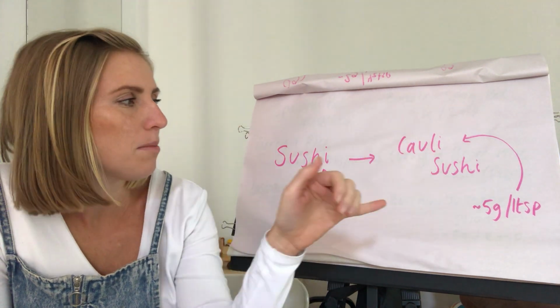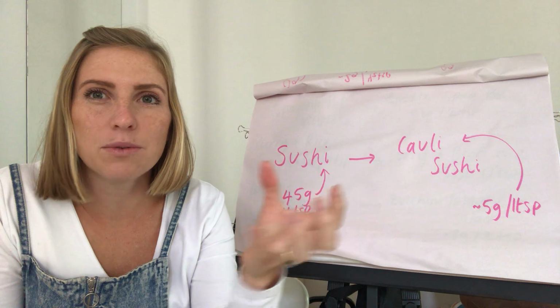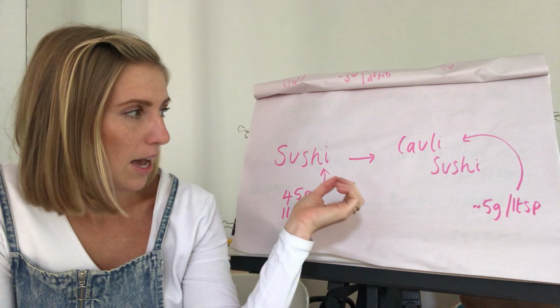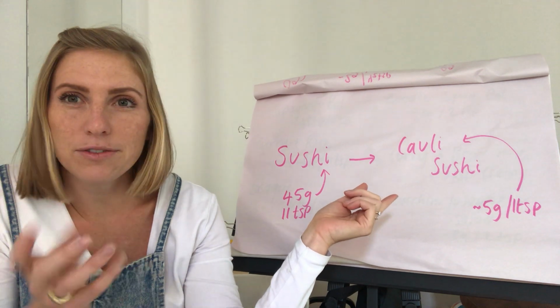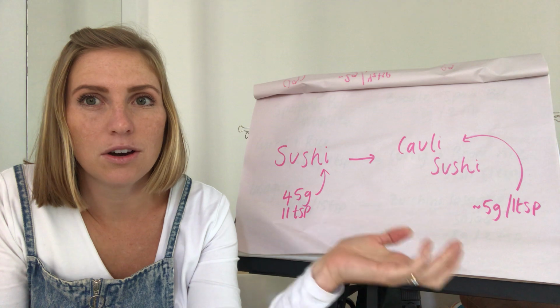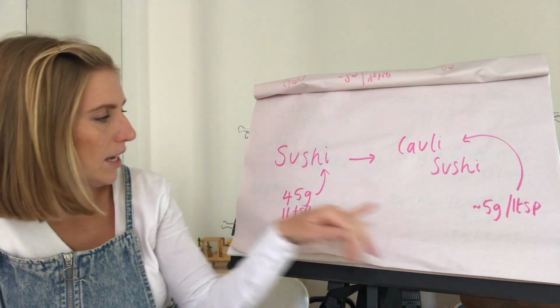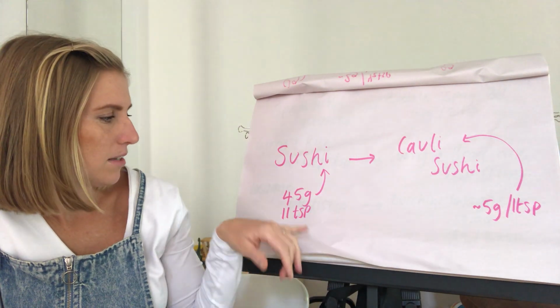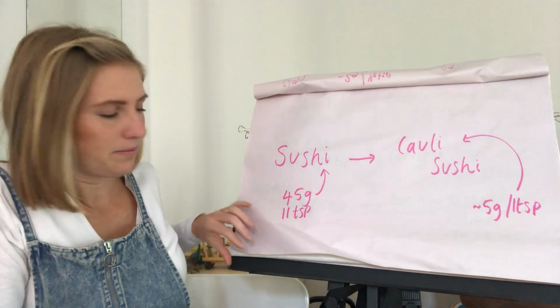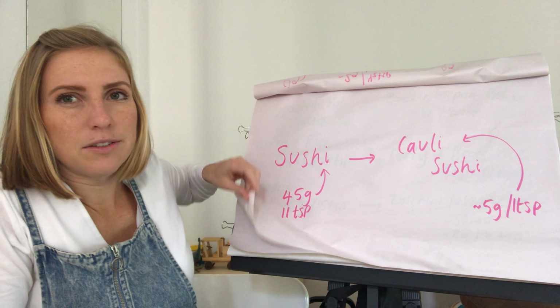Some places make it where they actually use cauliflower rice instead of the sushi rice. If you were to do that, or even go 50-50, you're dropping it all the way down to about 5 grams of carbohydrates. And so again, that's 9 times less. 11 teaspoons of sugar all the way down to 1 teaspoon of sugar, which is really good. It's really significant. It adds up.